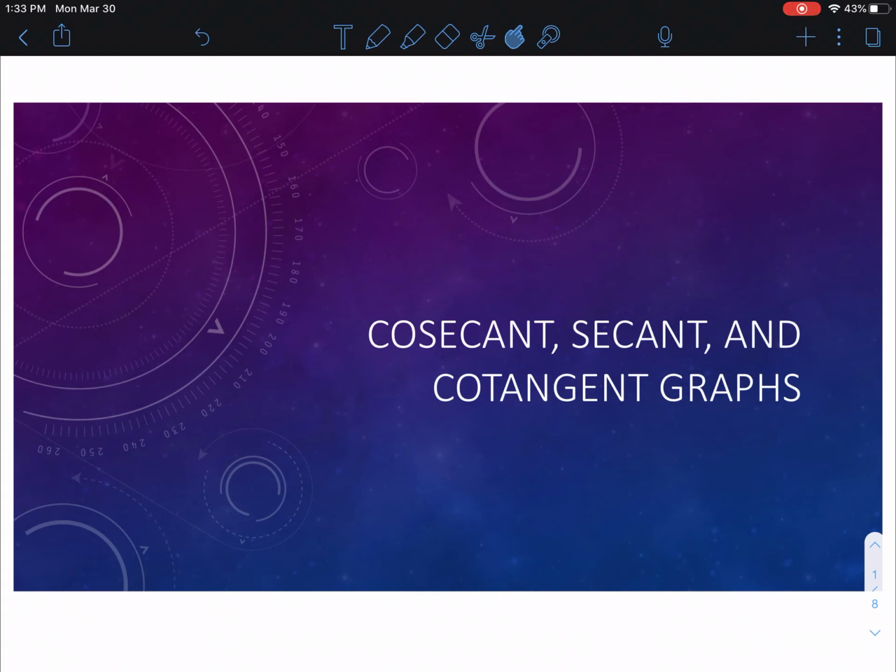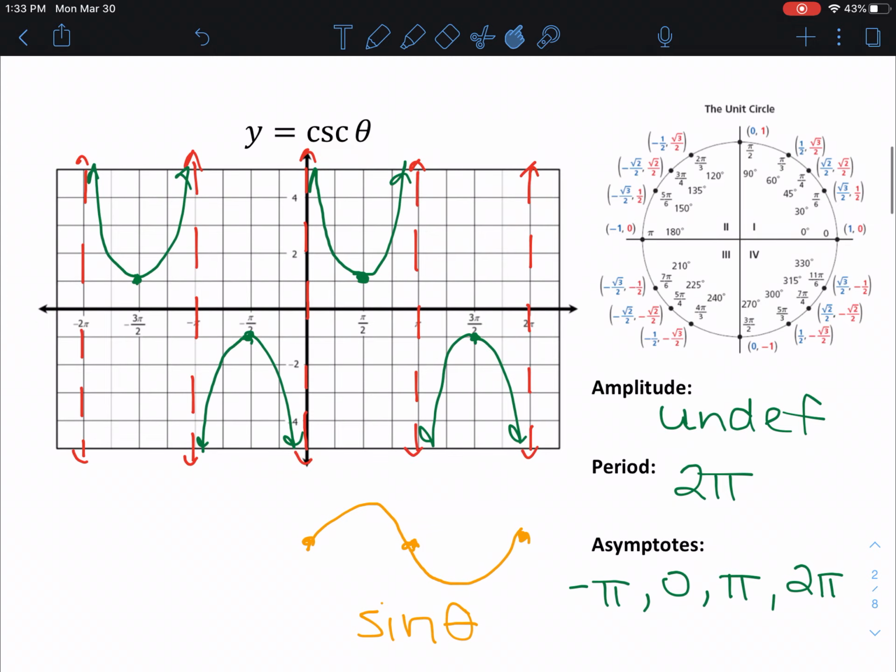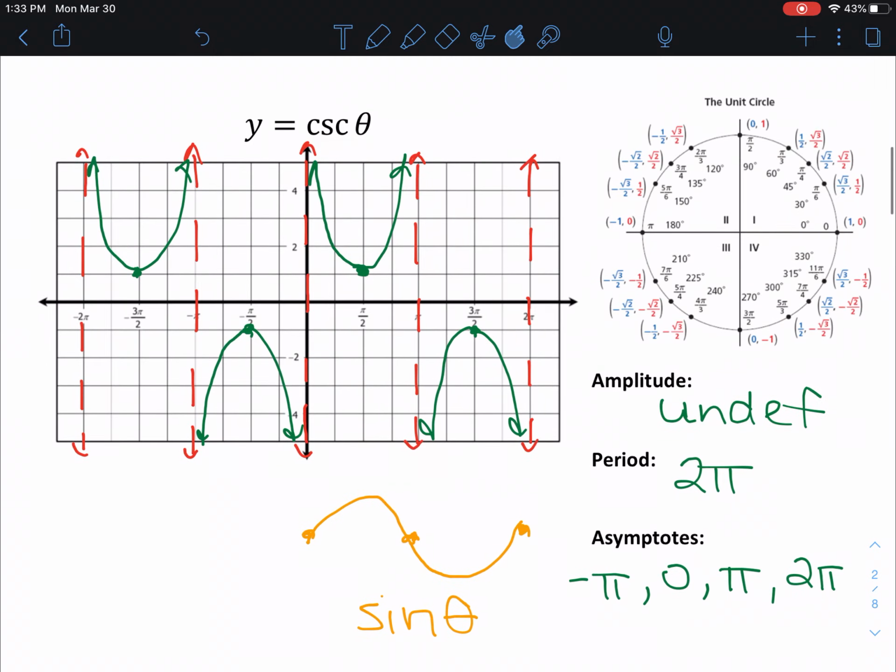Hello. In this video we're going to talk about cosecant, secant, and cotangent graphs. So let's first take a look at cosecant. For this graph, I drew the sine wave at the bottom in an orangish yellow, or whatever that ugly color is, just to refresh your memory. Remember, cosecant is the reciprocal of sine.